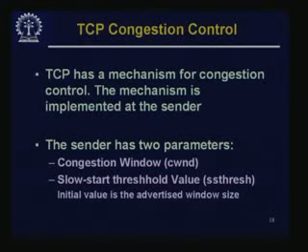TCP has a mechanism for congestion control. The mechanism is implemented at the sender. The sender has two parameters: the congestion window, which is a variable called CWND, and the slow start threshold value, SS thresh. The initial value is the advertised window size. So, when a TCP connection is set up, there is an advertisement of window size, and this window size is taken as the initial SS thresh value.